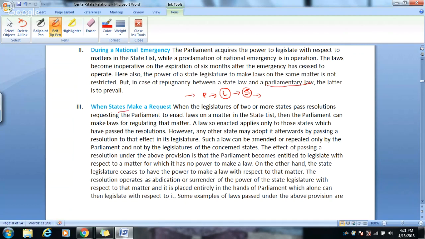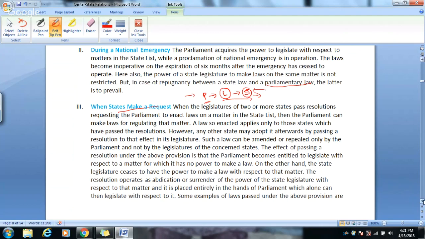But in this particular point, when states make a request, once the parliament makes some laws, they have to follow that, and states cannot amend or repeal that particular law. And on the other hand, the state's legislature ceases to have the power. Again, they cannot make any laws on this particular subject. The resolution operates as a surrender of the power of the state legislature with respect to that matter, and it is placed entirely in the hands of the parliament. So we have already seen this.